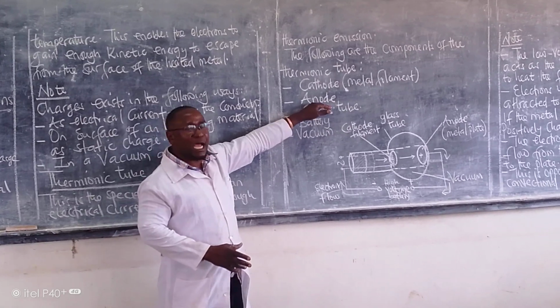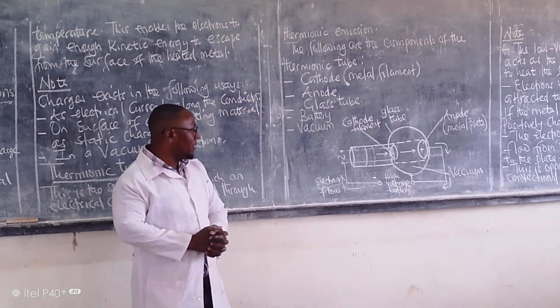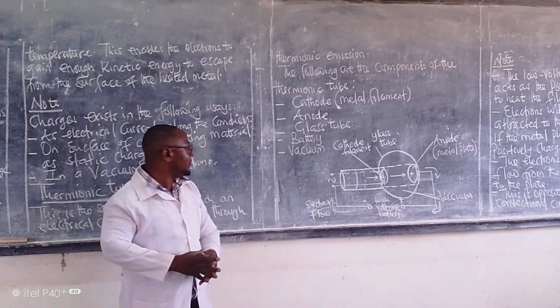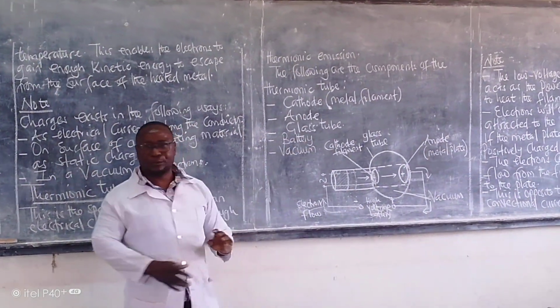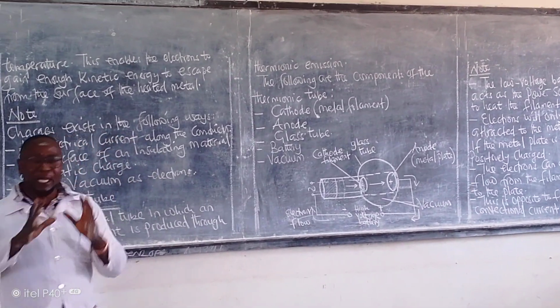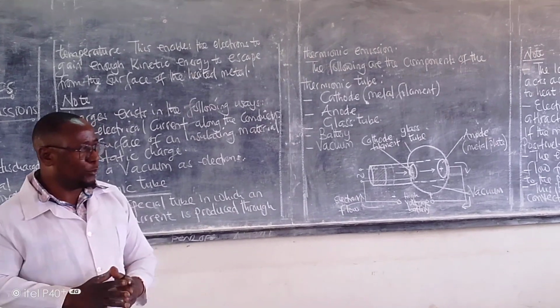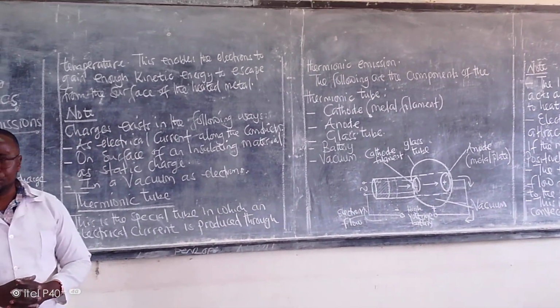The second one is the anode, which is the positive terminal of the power supply. The glass tube, which encloses the vacuum, the battery itself, and also the vacuum. So these 5 are the basic components of the thermionic tube. Let's look at the structure of a simple thermionic tube.